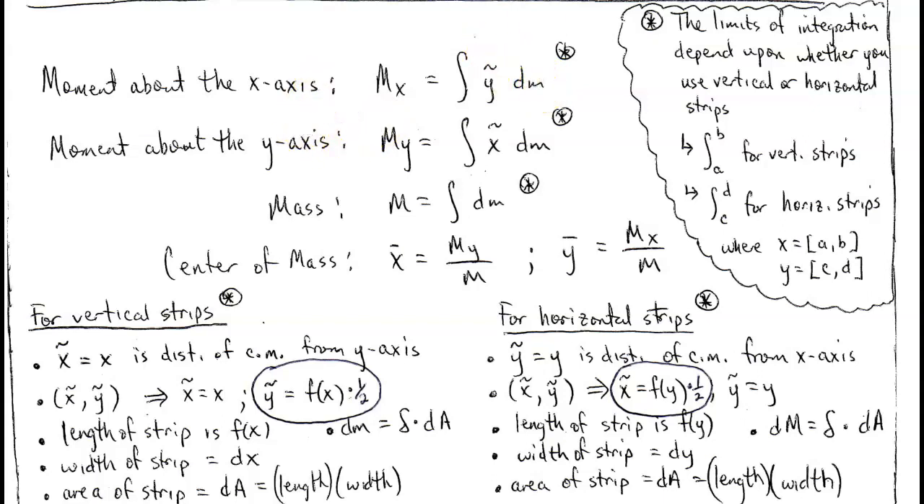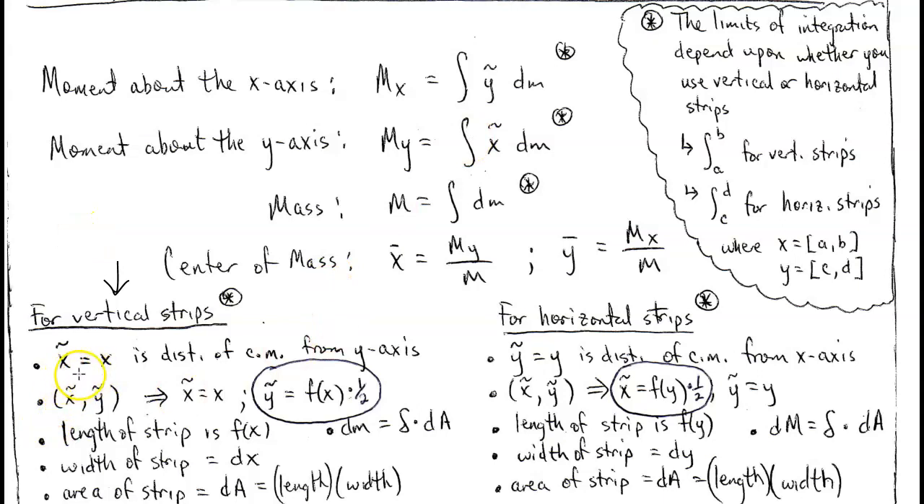And I'll define what the dm is a little bit later. Our moment about the y-axis is going to be the integral of x tilde dm, and our system mass is going to be the integral of dm. And so the important thing here, as you can see, is that we have to figure out what this dm is. Okay.